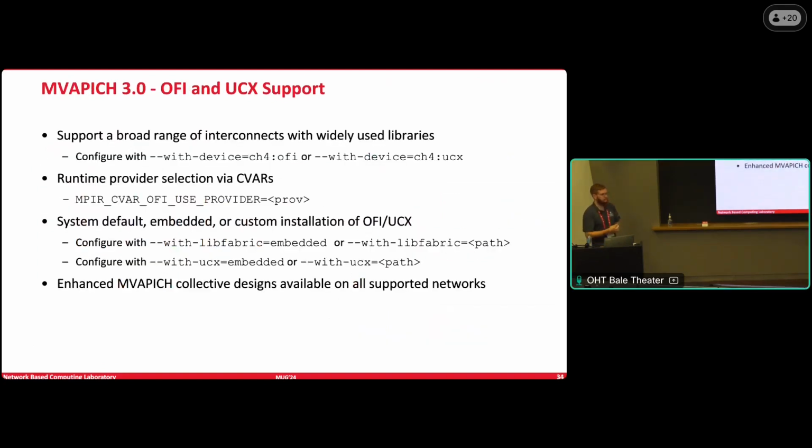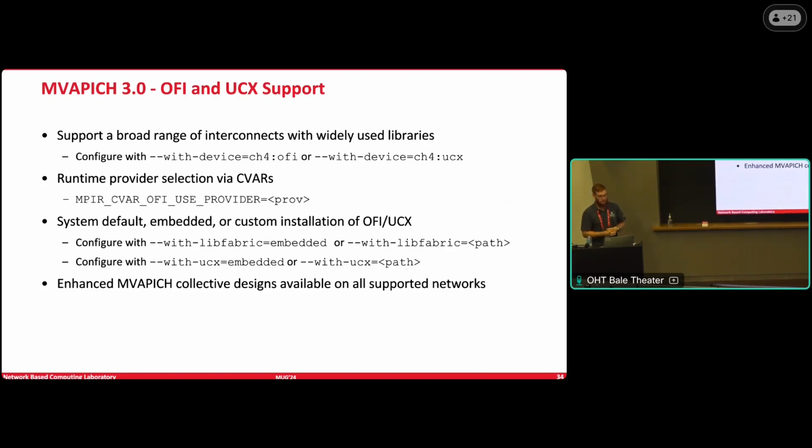So I mentioned earlier that with MVAPICH 3.0, we did add OFI and UCX support. So this is a significant change from our earlier versions, which had custom channels for each type of network device. So this makes things really easy. When you configure MVAPICH, you just set --with-device=ch4:ofi or --with-device=ch4:ucx. So now we don't have to do a separate one for IB, a separate for PSM, and then potentially different versions for OPX, Slingshot, RoCE, any of that.